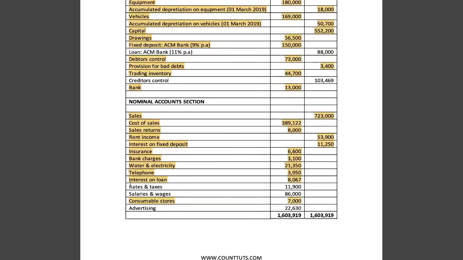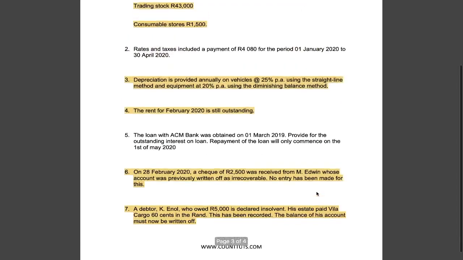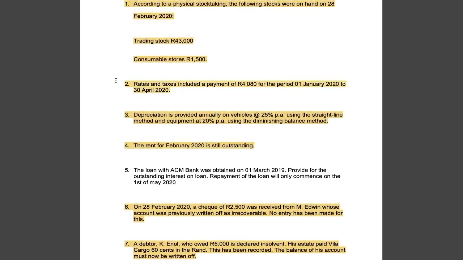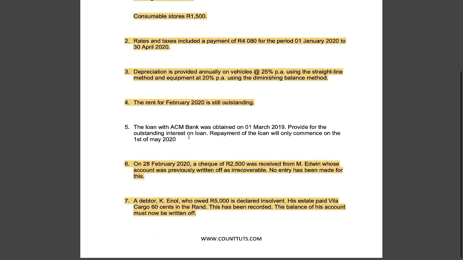Okay, I hope it has made sense, so we can continue. Let's highlight that one. Now we move on to the next one. Salaries and wages, we are given 86,000 rand. Before I do that, let me just make sure I highlight rates and taxes here. Then I go to number 5 here. I also need to highlight it. Remember, we had done this one here with the loan. We just need to put it in when we get to the current liability section of the balance sheet.